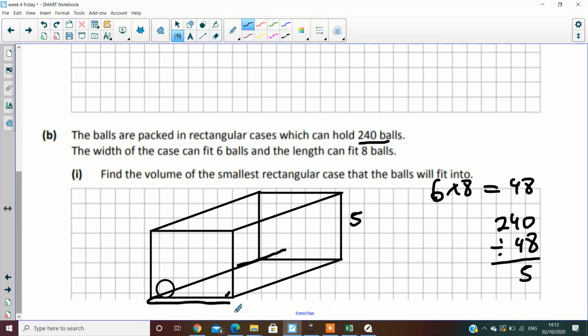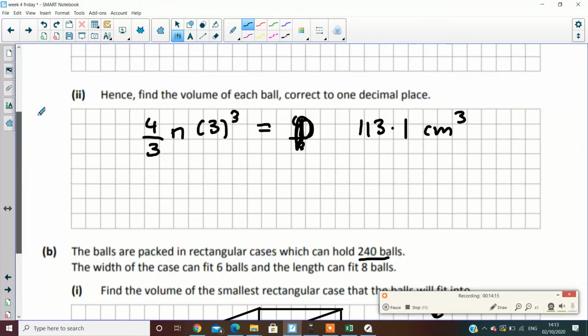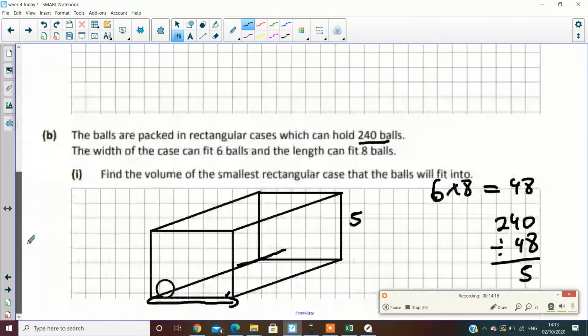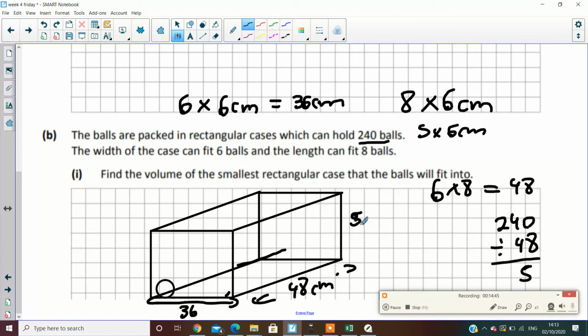What is the width of 6 balls? What is the diameter? What's the diameter of the ball? 6 centimeters. Is that right? So what's 6 times 6? 6 balls by 6 centimeters is 36 centimeters. The next one, 8 balls by 6 centimeters wide is 48 centimeters. And finally, 5 balls by 6 centimeters in height is going to get you 30.